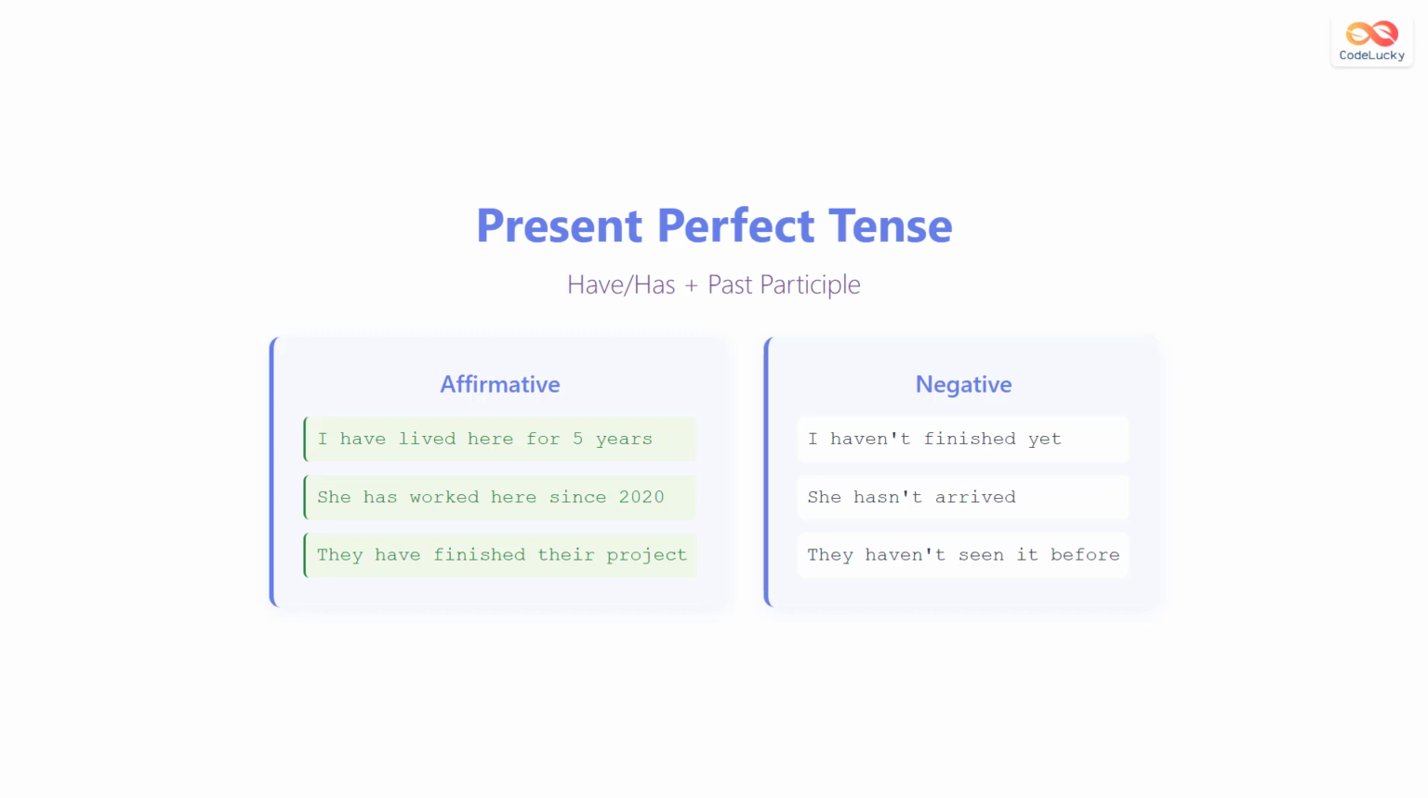The present perfect tense uses have or has with a past participle to talk about actions that started in the past and are still connected to the present. For affirmative sentences, we say I have lived here for 5 years. She has worked here since 2020. They have finished their project. For negative sentences, we say I have not finished yet. She has not arrived. They have not seen it before. The present perfect tense is used for completed actions that have a result in the present.